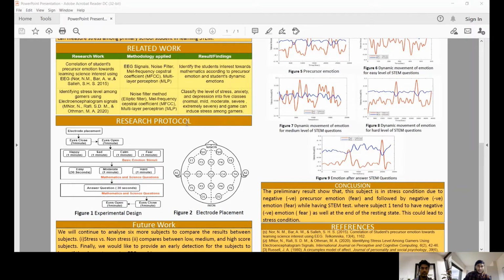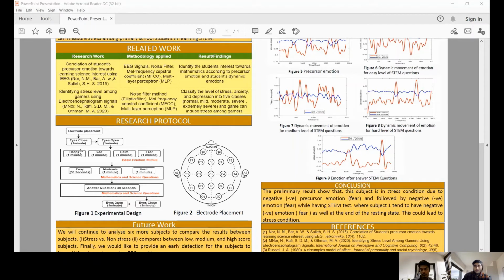Here is our research protocol. Here is the model for experimental design and the electrode placement. The electrode placement is done manually with the help of a KICT postgraduate student of IIUM, and then we record the brain signal for eyes open and eyes closed, both for 1 minute.